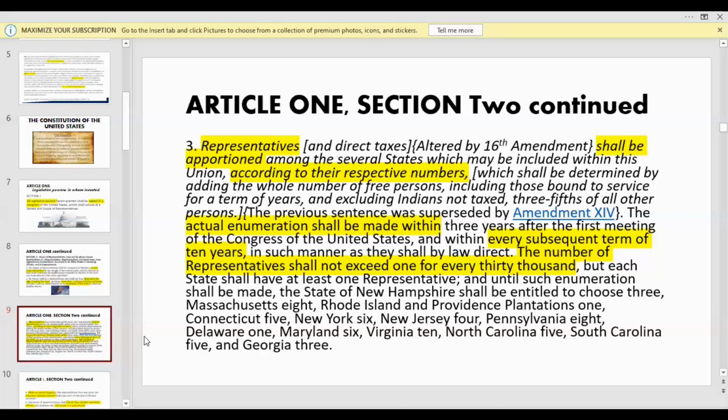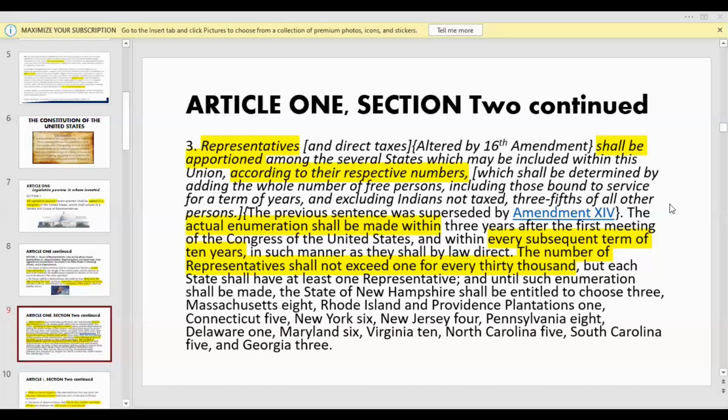And now let's take a look at a blunder they were able to fix, but clearly they weren't thinking about the future of America. Representatives will be apportioned to each state based upon their 30,000 population. So if they have over 30,000, they get a second. If they have another 30,000, they get a third. So for every 30,000, they would get one representative.